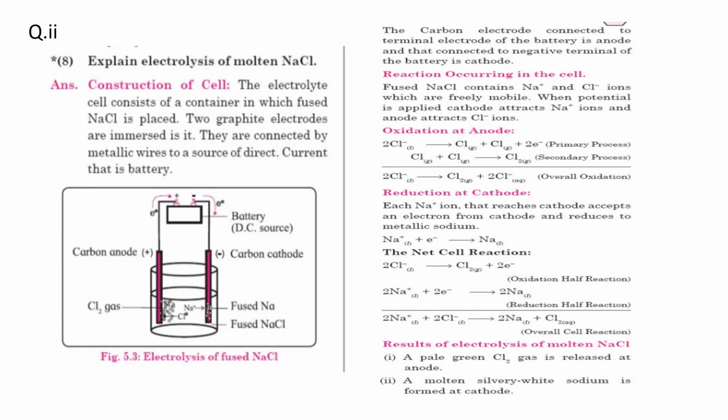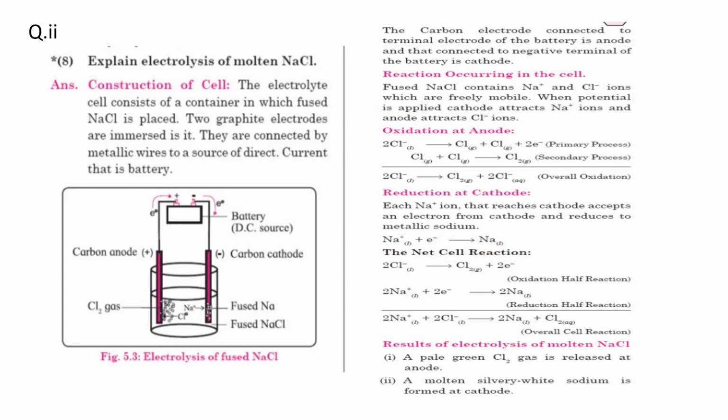The reaction occurring in the cell: fused NaCl contains Na+ and Cl- ions which are freely mobile. When potential is applied, the cathode attracts Na+ ions and the anode attracts Cl- ions. So oxidation takes place at the anode, that is 2 Cl- gives 2 Cl plus 2 electrons. In the second step, the 2 chlorine atoms, Cl plus Cl, form Cl2 gas. So the overall oxidation reaction is 2 Cl- gives Cl2 plus 2 electrons. Reduction occurs at the cathode. Each Na+ ion that reaches the cathode accepts an electron from the cathode and is reduced to metallic sodium, that is Na+ plus e- gives Na.